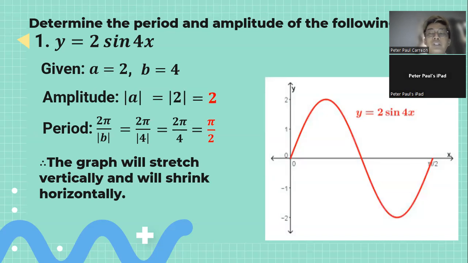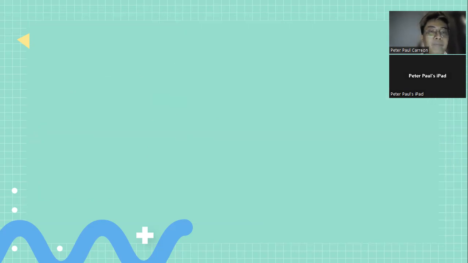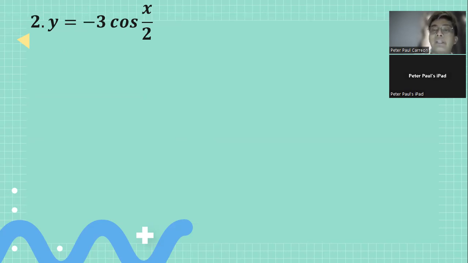So kailangan alam niyo siyang interpret. The graph will stretch vertically and will shrink horizontally. So nag-stretch siya vertically because of the A value na 2. At nag-shrink naman siya horizontally because of the value of B, which is 4. So yung vertical effect natin ay nasa A at ang horizontal effect natin ay nasa B.